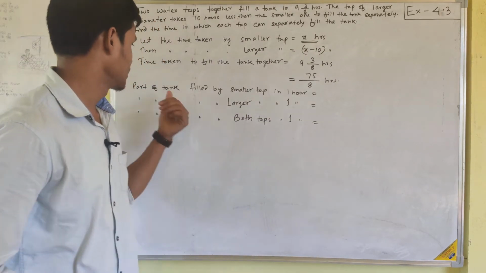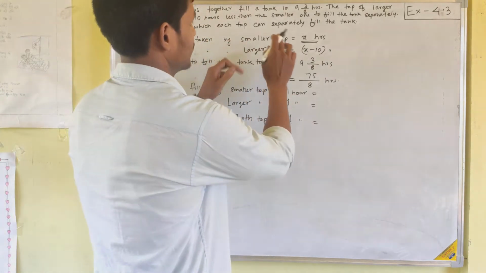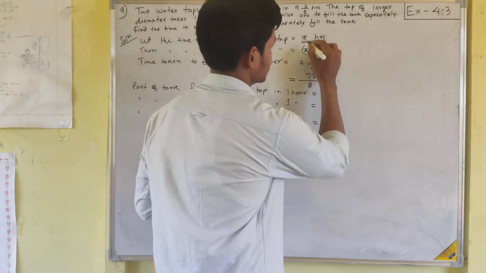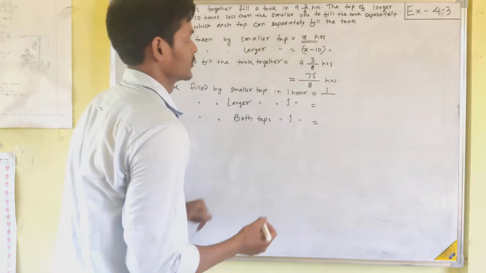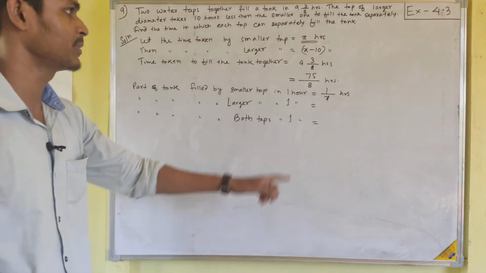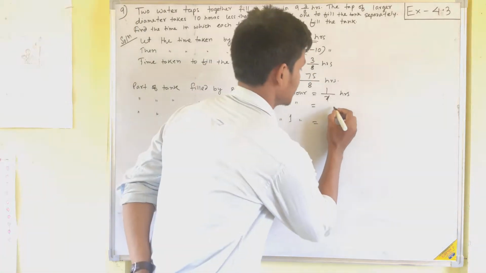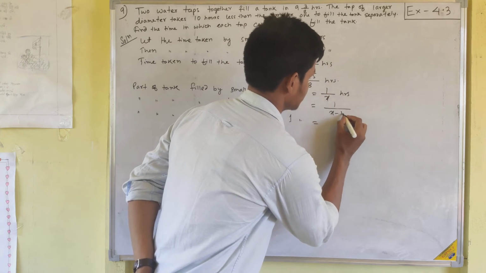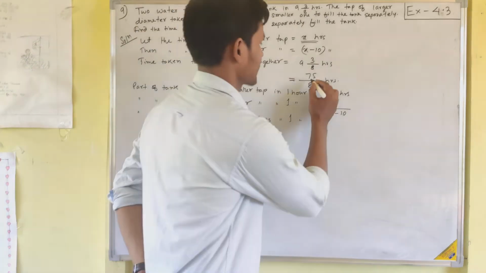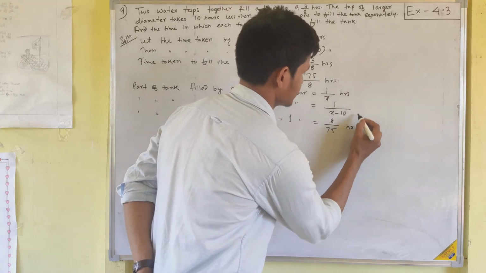Now I write the part of tank filled by the smaller tap in 1 hour. If the total time taken by the smaller tap is x hours, then in 1 hour it will fill simply the inverse, that is 1 by x. Exactly like this, the larger tap's total time taken is x minus 10, then in 1 hour it will fill 1 by x minus 10. And together they can fill in 1 hour, the inverse of 75 by 8, which is 8 by 75.